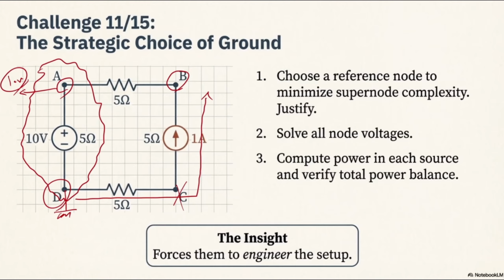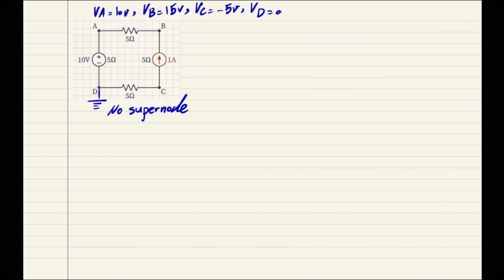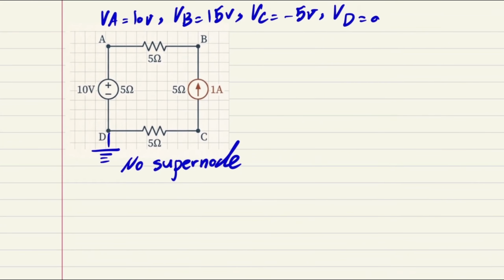So simple. We don't need to use the KCL here, so that would be much easier. Let's consider that. At this point, I'm going to use D as ground. I'm not going to use any supernode because VA is going to be 10 volts. Then what do I need? I need for a fact that VB subtracted by VA divided by 5 should be 1.